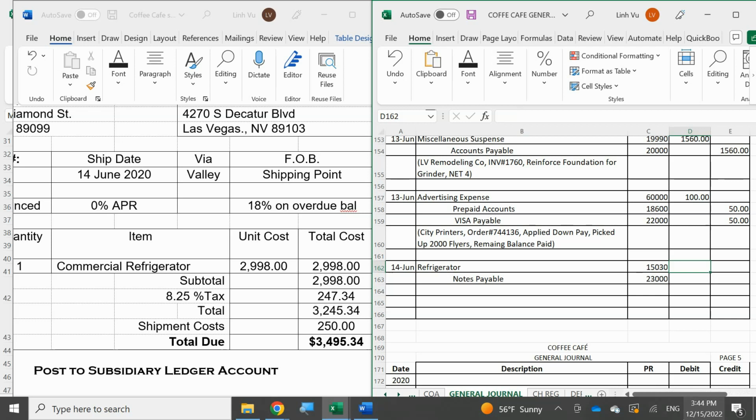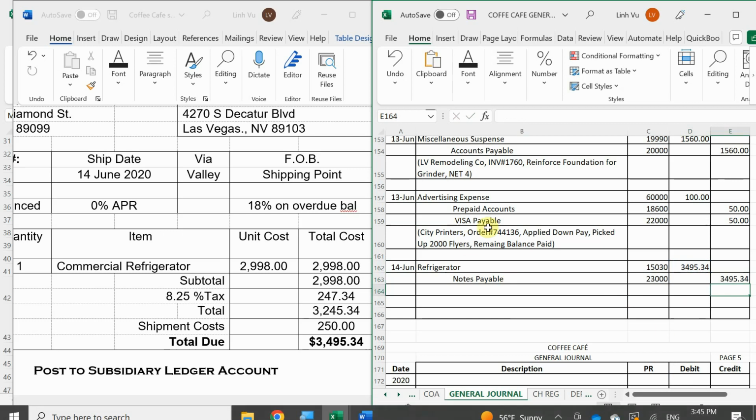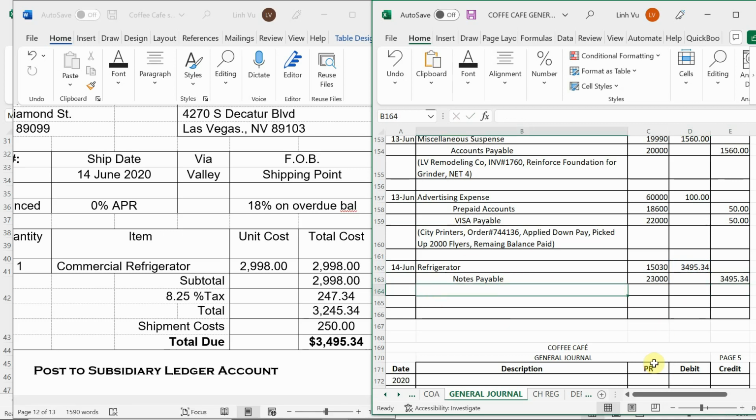Refrigerator, notes payable. How much is it? I put it, well, it went to the restaurant supply. Oh, the amount, uh-huh. $3,495.34. Okay. And then that's how much goes to notes payable.